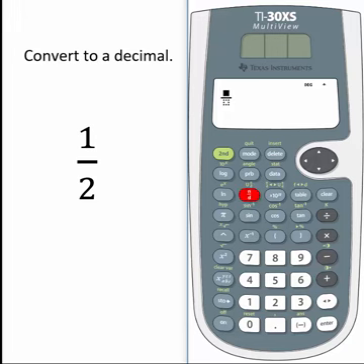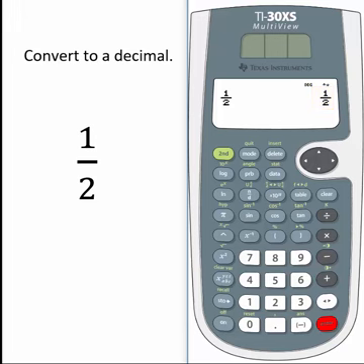Select the button N/D to enter a fraction. The calculator prompts us to enter the numerator, so let's enter the number 1. Use the down arrow on the directional pad to move the cursor to the bottom of the fraction. Enter the denominator 2, and then move your cursor to the right side of the fraction by using the right arrow key on the directional pad. Now select Enter. Notice that the calculator returns the simplified form of the fraction. In this case, 1/2 is already simplified to its lowest form, and so the calculator returned the answer of 1/2.